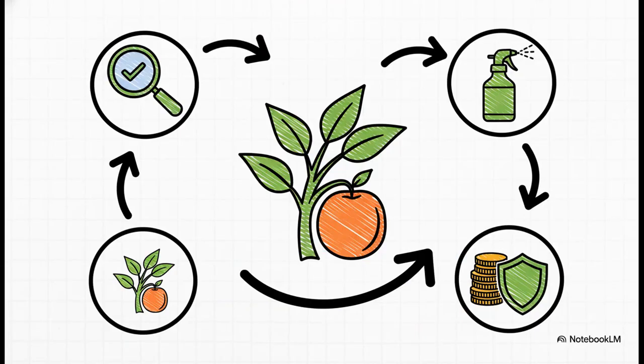So, why does all this detective work really matter? Well, because if you get the diagnosis wrong, you're going to get the treatment wrong. It's that simple. Getting it right saves you from wasting money on products you don't need, it protects the environment, and ultimately, it saves the very crop you've worked all season to grow. This is the absolute bedrock of smart farming.